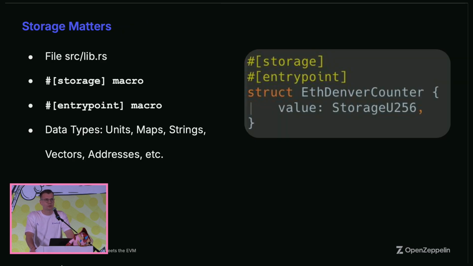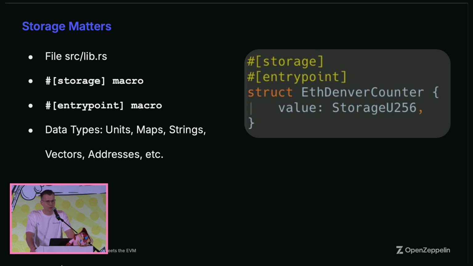Okay, so for today's talk, we're gonna build just a simple counter. So let's start with defining the storage. Every Stylus smart contract is built like a Rust structure that holds some data, and in our case, we just need to store the current counter value.